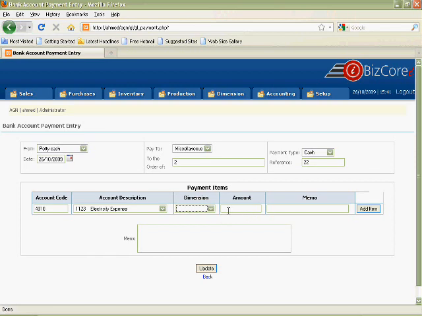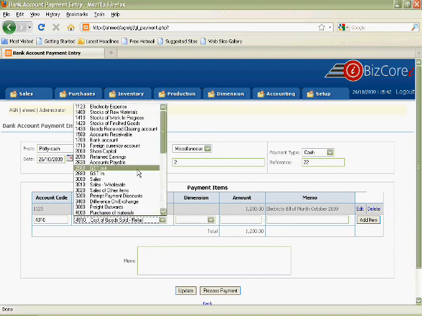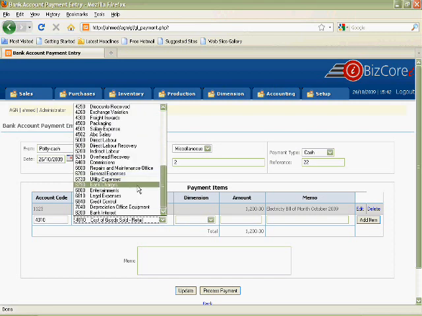1200, memo, electricity bill of October 2009. In the same manner you can add multiple transactions, right? Add multiple transactions in the same manner and then process.